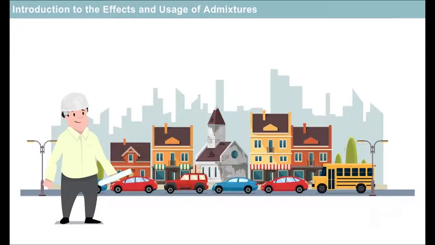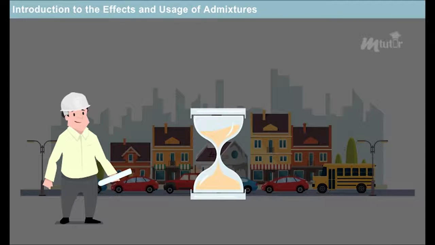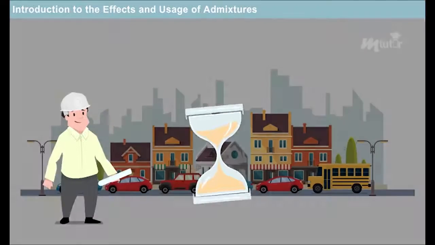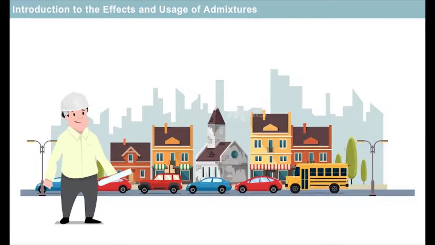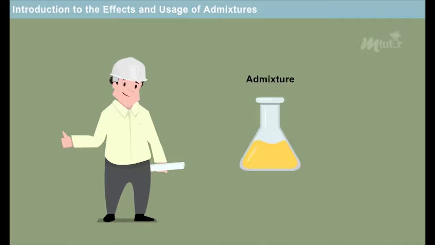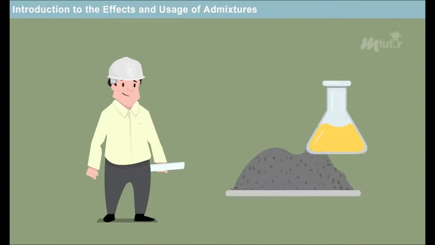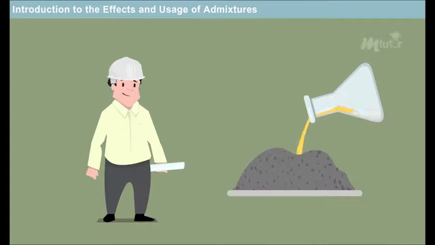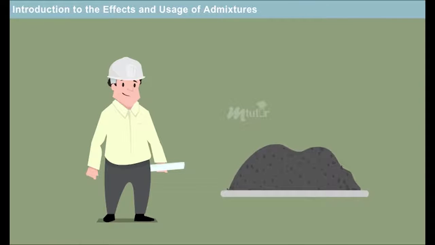the roadway. There are two constraints before you. One is to complete the task within the given time, and the other is to complete the work without affecting the traffic. Being a civil engineer, what will you do to complete the work on time? Yes, you will go for admixtures. By mixing admixtures to concrete, you can speed up the work and at the same time obtain the desired strength.